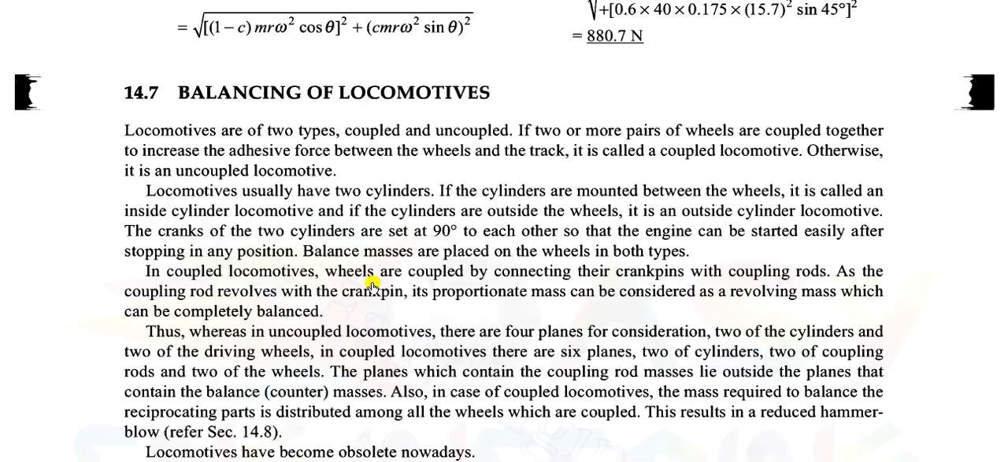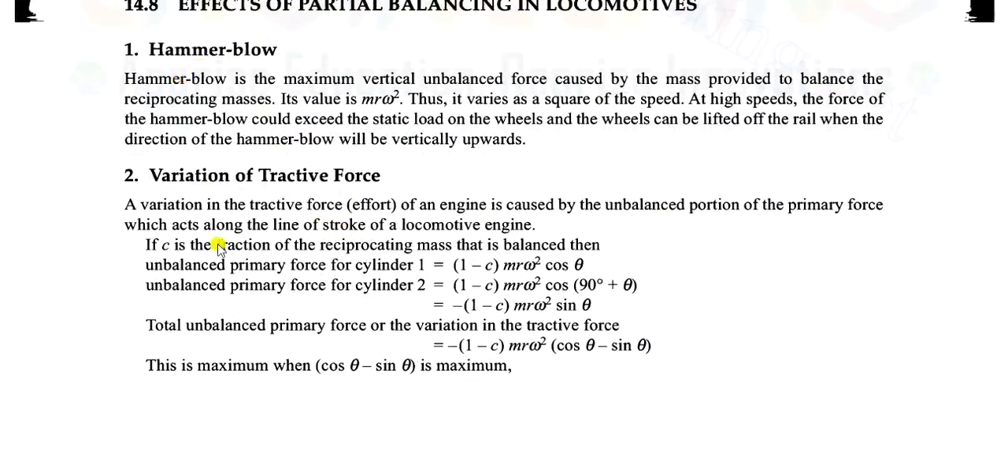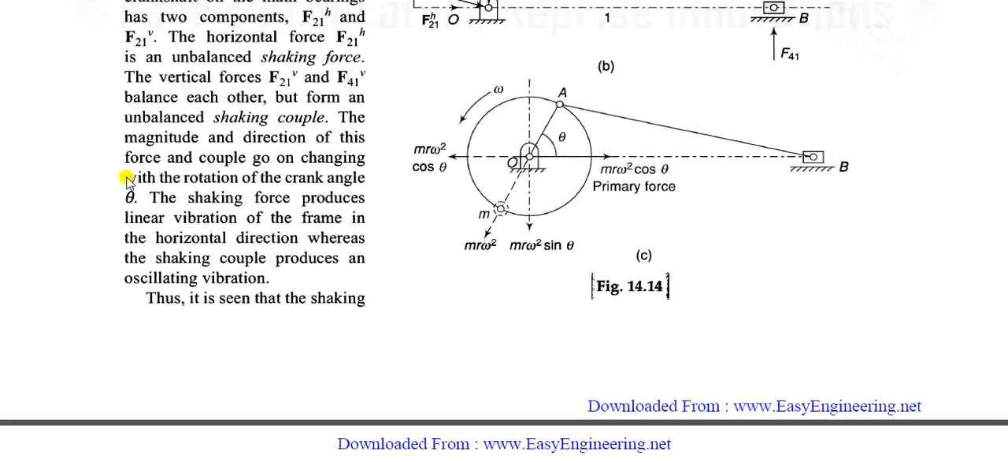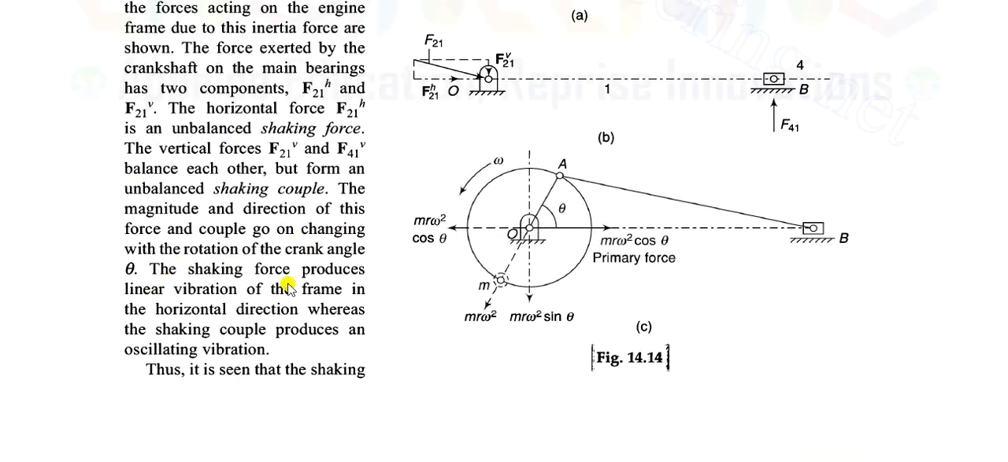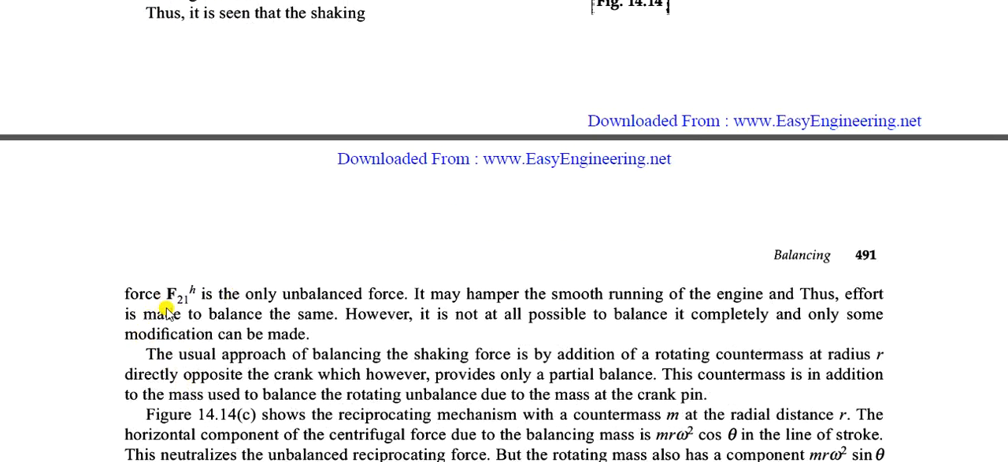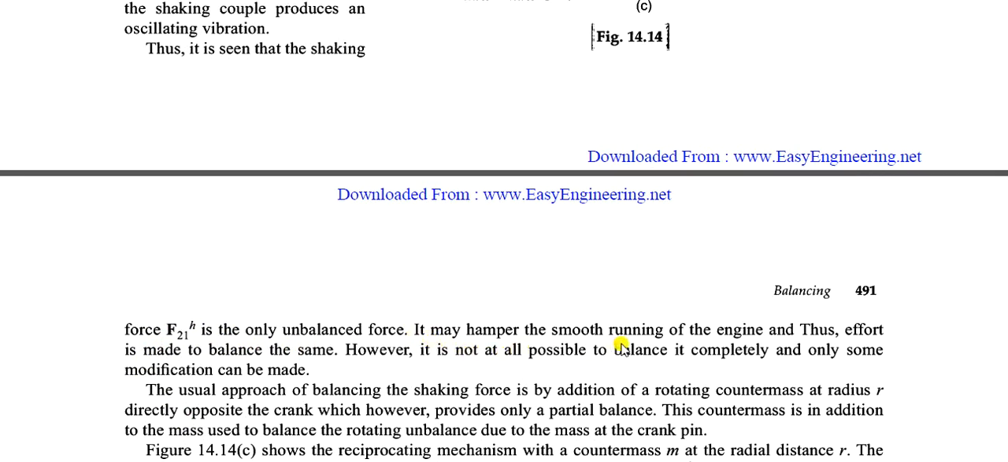Hammer blow and variation of tractive force will come later. The shaking force produces linear vibration of the frame in the horizontal direction, whereas the shaking couple produces an oscillating vibration. Thus it is seen that the shaking force F21H is the only unbalanced force. It may hamper the smooth running of the engine, thus effort is made to balance the same. However, it is not at all possible to balance it completely, and only some modification can be made.